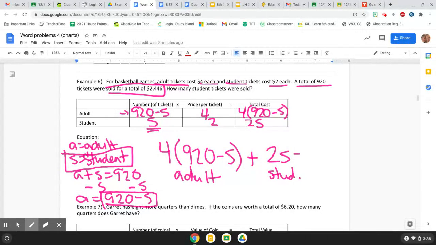That was the total cost. Well, now the cost of all of them, it told us was this $2,446. So at this point, I have my equation. It makes sense. The answer key is also at the very bottom, okay?